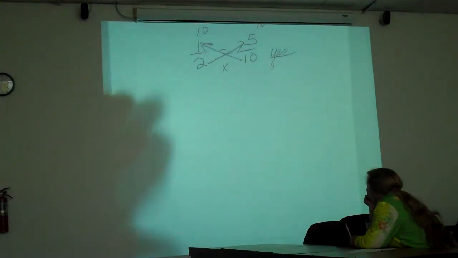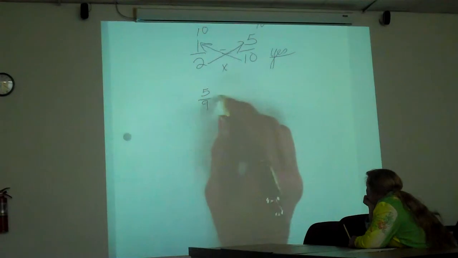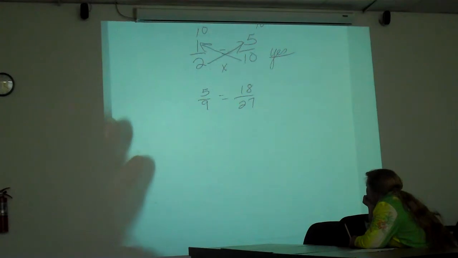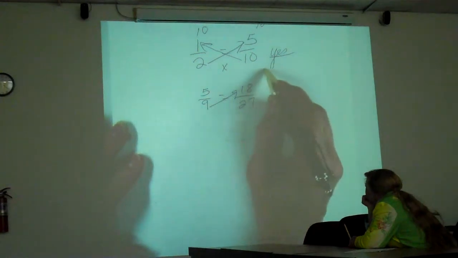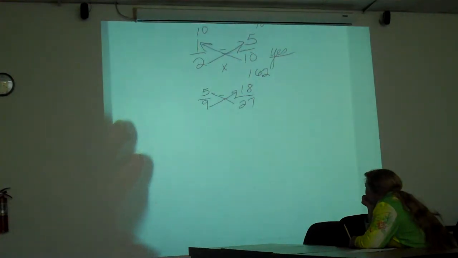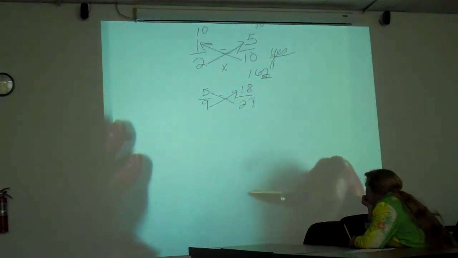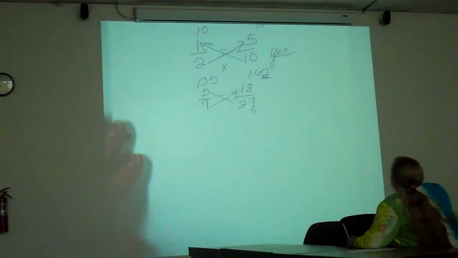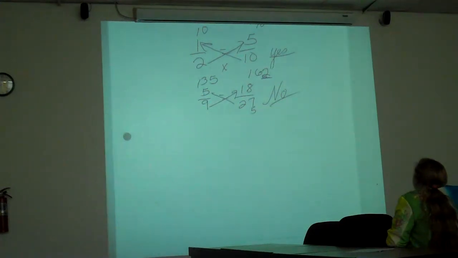Okay, so if it gives you two fractions and asks, are they proportional? Like 5/9 equals 18/27. Is that a proportion? If you do 9 times 18, that's 162. 5 times 27, we already know it's not, because 5 times something is going to end in a 5, right? It's 135. So this one, no, it's not a proportion.